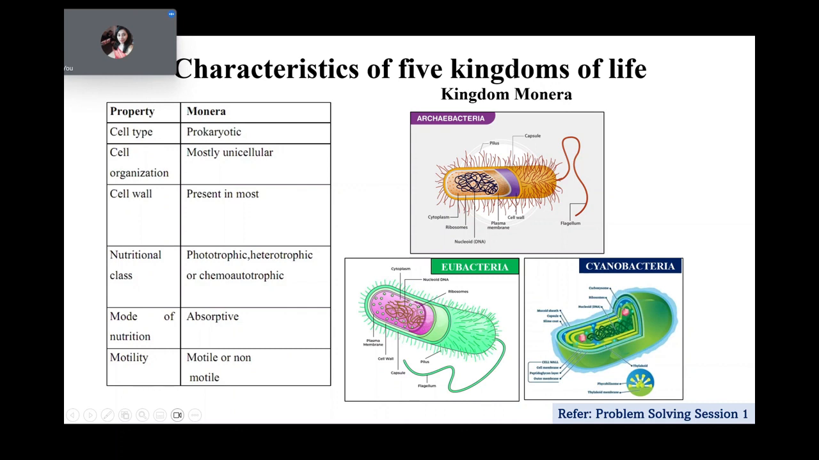These classification, as you can remember, they were based on what kind of source they were using as the energy and the raw material for them to be able to produce food. And for motility, they could be either motile or non-motile. If they are motile, this flagellum that you see here, that is their locomotory organ.